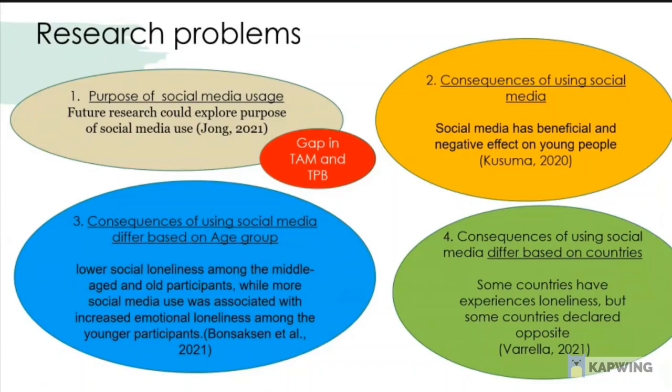The third one is the consequences of using social media, right? Some age groups have found that social media really helps them reduce loneliness. However, some age groups highlighted that no, social media even makes them lonelier, right? So depending on the age group, different results have been provided. It is good to look at why these different age groups have different consequences, right? And lastly, the consequences of social media differ based on the countries as well.